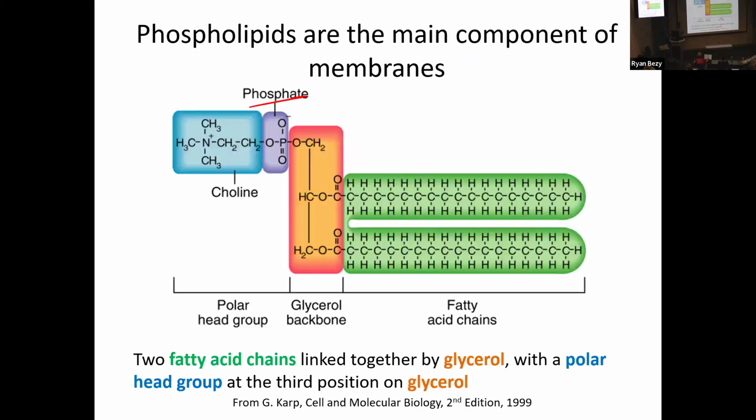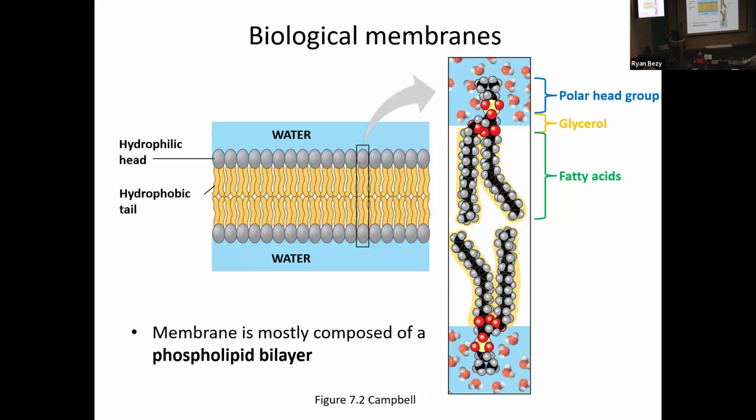Phospholipids are going to be the main component. And again, if this is one of my individual phospholipids here, this is supposed to be maybe the polar head group and then the two fatty acid tails in yellow. This is then, again, just a blown up of that polar head group, glycerol, two fatty acid tails. And we're seeing a phospholipid from one layer and then from the other layer of a phospholipid bilayer. Again, membranes are mostly composed of a phospholipid bilayer.